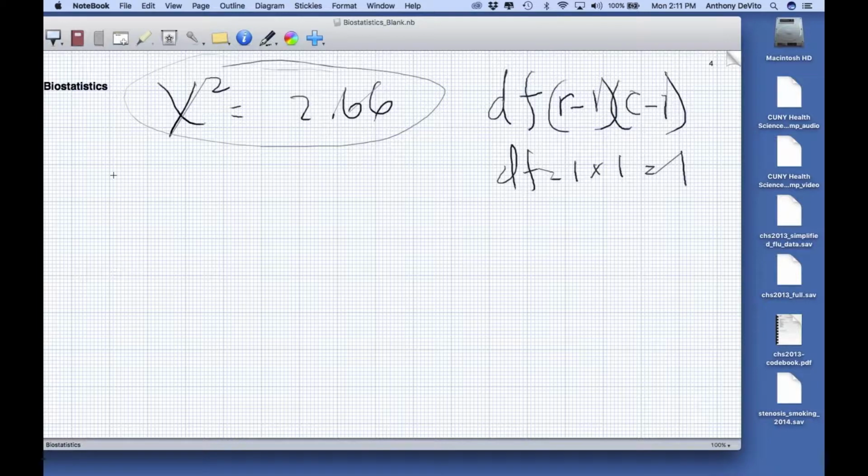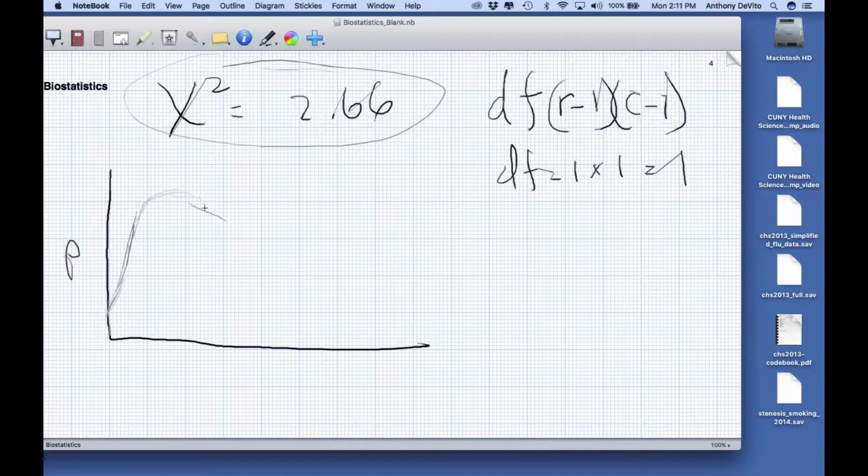What does the chi-square distribution look like? The chi-square distribution looks like this. This is probability. It's not very likely that you're going to get a 0, that they're going to be exactly the same numbers, right? So that's the low probability. Pretty higher probability that there'll be a small difference. But then as the difference gets bigger and bigger, the probability gets smaller and smaller that you would get that big a chi-square when there's no association.